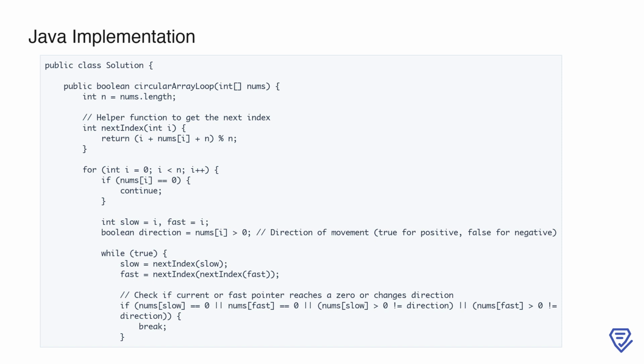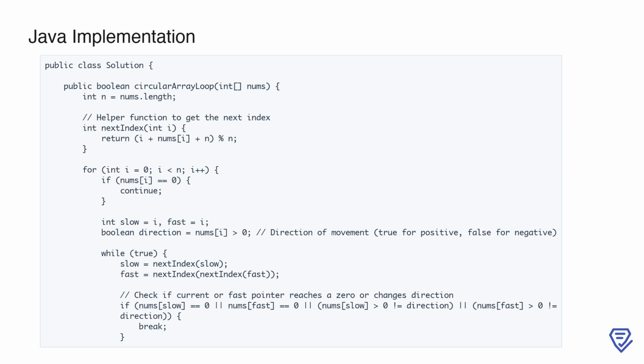Moving on to the main logic, we iterate through each element of the array. If the current value is 0, we skip it because it has already been processed. Otherwise, we initialize two pointers, slow and fast, both starting at the current index. We also determine the direction of movement based on whether the value at the current index is positive or negative. The direction is important because a valid loop must maintain the same direction.